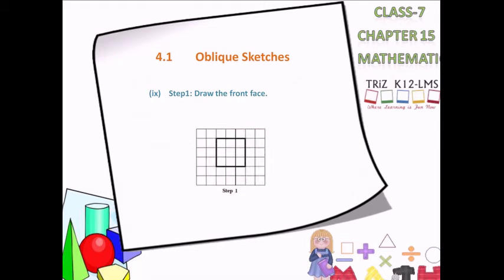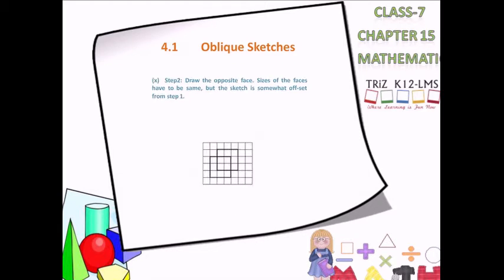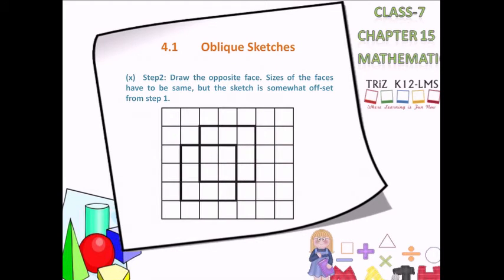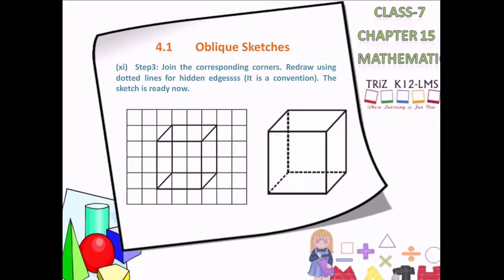Step 1. Draw the front face. Step 2. Draw the opposite face. Sizes of the faces have to be the same, but the sketch is somewhat offset from step 1. Step 3. Join the corresponding corners. Redraw using dotted lines for hidden edges. It is a convention. The sketch is ready now.